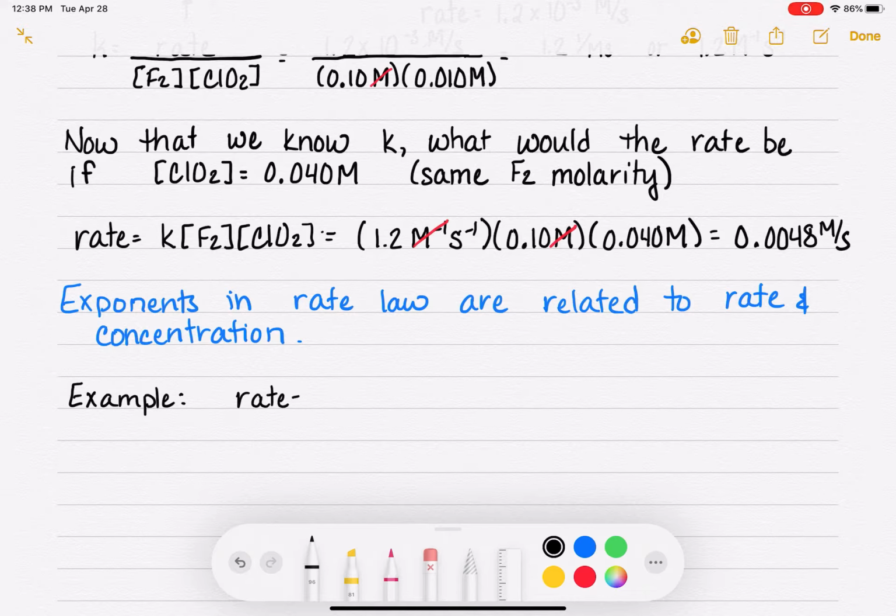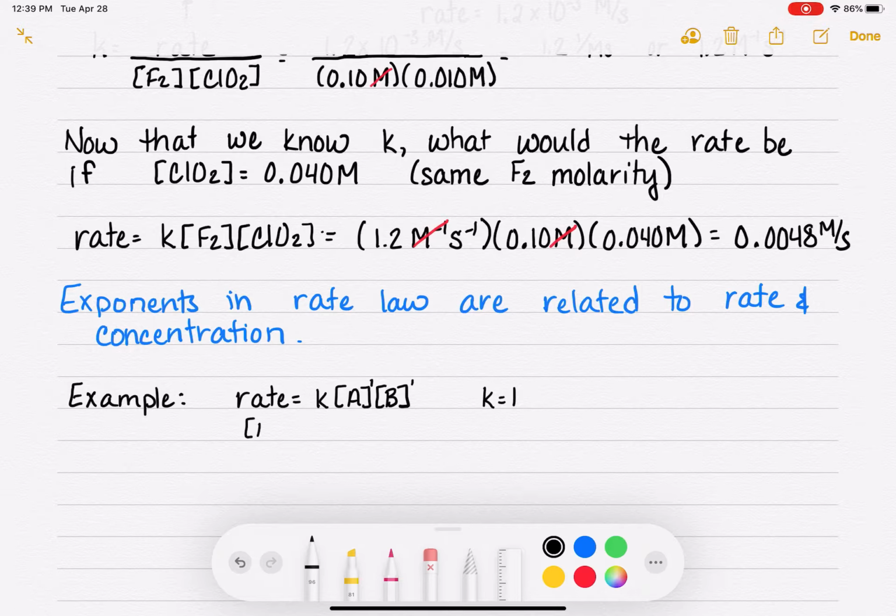The first one that we're going to look at is rate equals K times A times B. So this is a very simple rate law. It's first order with respect to A, it's first order with respect to B. And let's just say that the value of the rate constant K is 1, just to keep it nice and simple. And we're not going to have any units at all, again, just to keep it nice and simple.